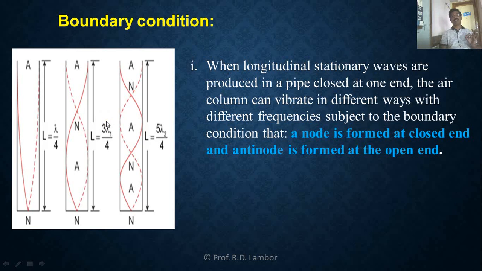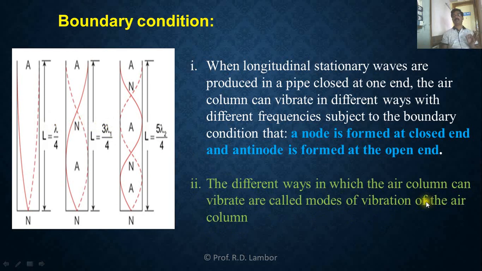And what is that boundary condition? In case of pipe closed at one end, boundary condition is that at closed end, node is formed and at the open end, antinode is formed. The different ways in which this air column vibrates are called modes of vibrations of the air column. So the different ways in which the air column can vibrate are called modes of vibrations of the air column.